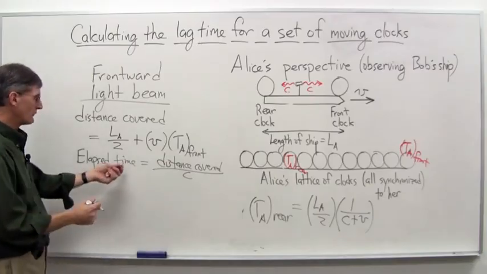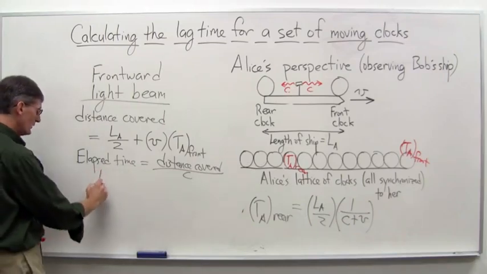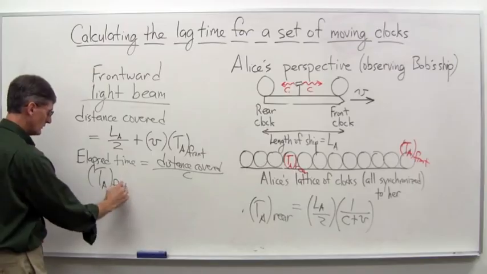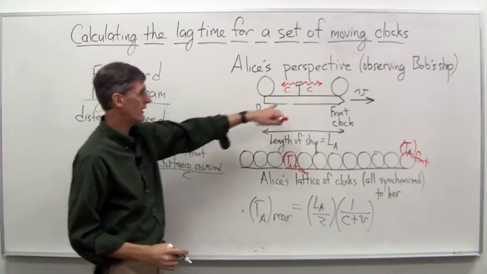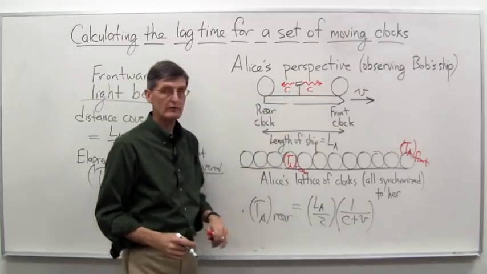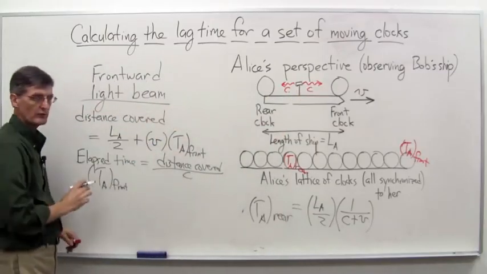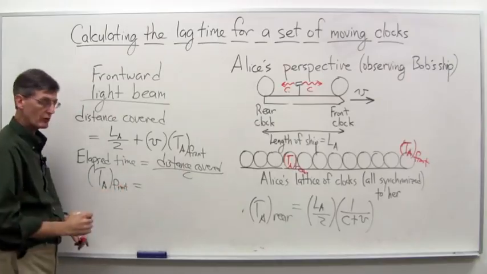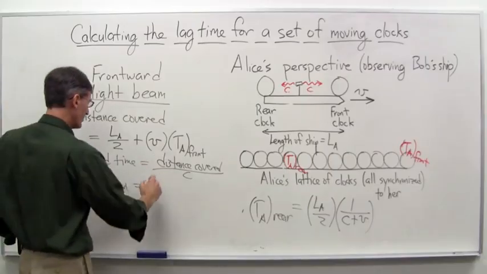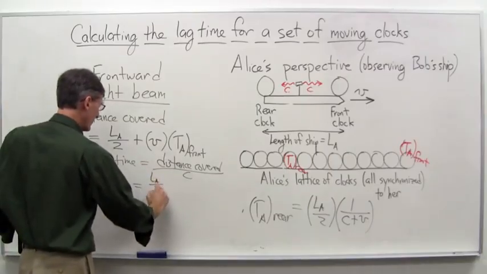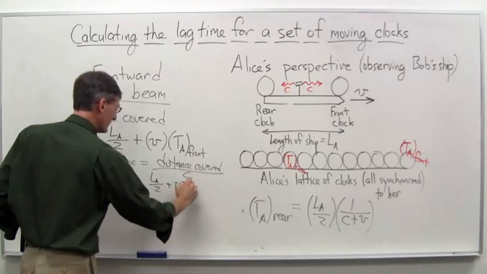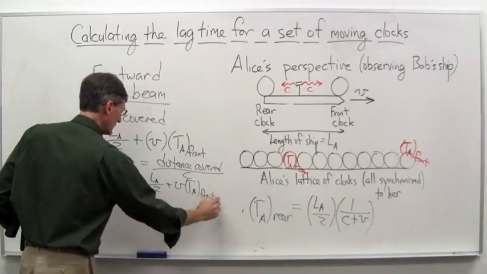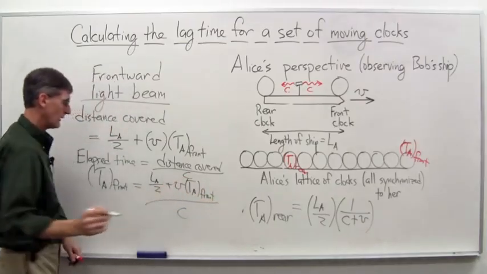And the elapsed time, though, is simply TA front. That's the elapsed time between when the light beam is shot out of here and when it actually reaches the clock. And this is all according to Alice's measurements on her clock. So I get, just very similar to before, TA front equals the distance covered, which is LA over 2 plus V times TA front on Alice's clocks, all divided by C.